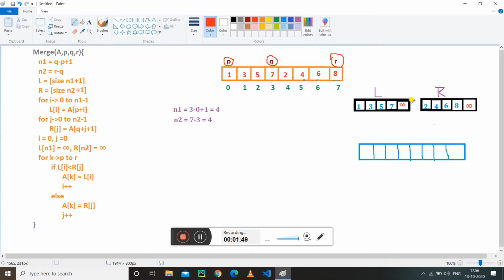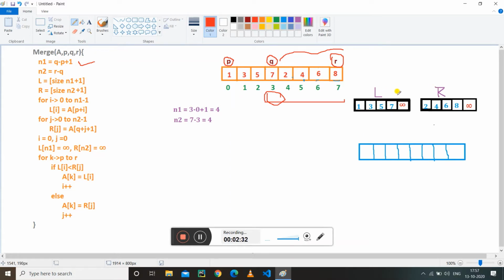First of all, we make two new arrays, L and R. L would be one size greater than this size, that is Q minus P. So we say N1, which is the size of L, that is Q minus P plus 1. Q minus P is this length and plus 1 is for the extra. I will tell you why we are using infinity, but let's leave it for now. N2 would be R minus Q, because R minus Q is this much length. So we have to pick from this to this. This extra size is already given to us, so we don't need to add anything here.